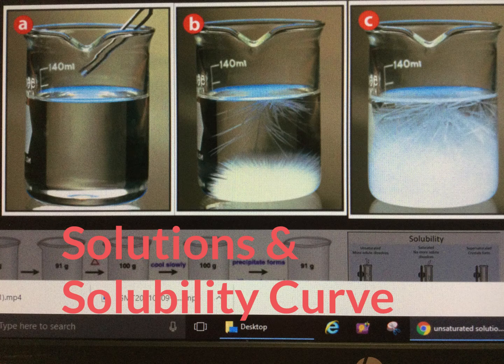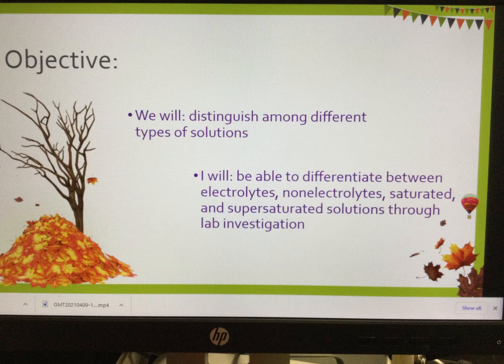Hello guys, today we're going to be going over solutions and the solubility curve and how you can read a solubility graph. And you're going to be going over some of those solutions that we have already done. So you're going to distinguish among different types of solutions. So you're going to be able to identify whether it's saturated, unsaturated, or supersaturated. And I'm going to show you how to do that right now.